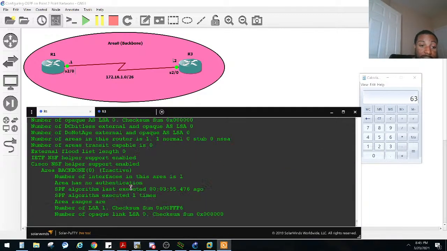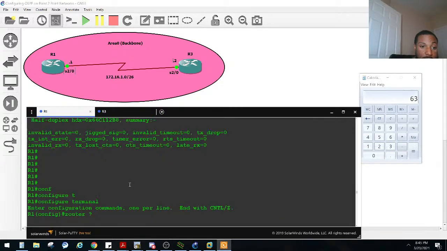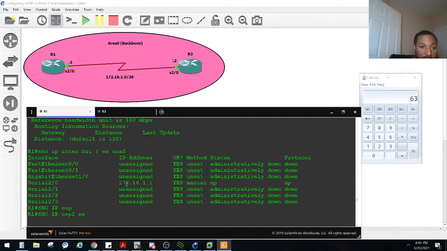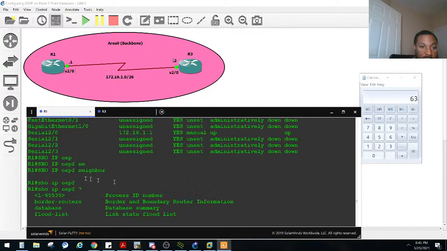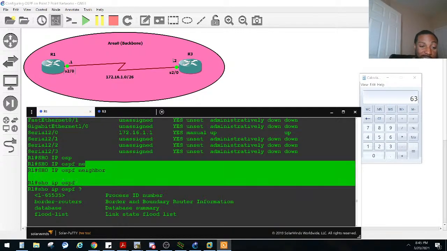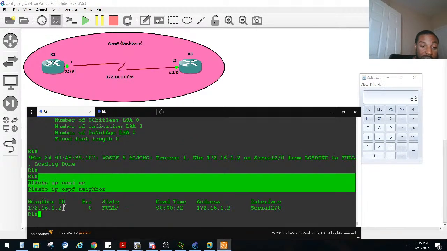Remember we ran neighbor last time, and we didn't have any neighbors, right? And then this time we did show ip ospf neighbor, and we'll see the neighbor, right? So what's the neighbor?